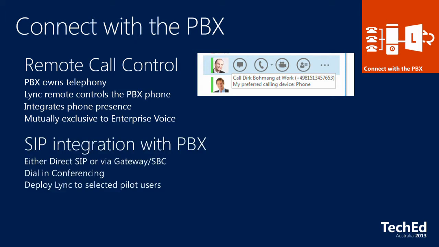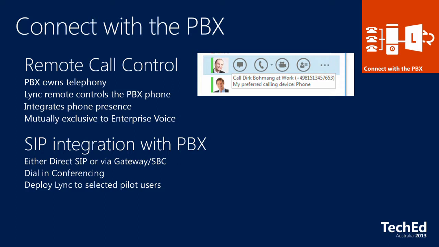So the other scenario is where we're doing integration with the PBX through SIP. We can either do what's called direct SIP integration. That's where Lync is talking to your PBX, and they're probably on the interop program so that they can talk directly without any device in between. That establishes a trunk between the two systems so we can place calls between them.